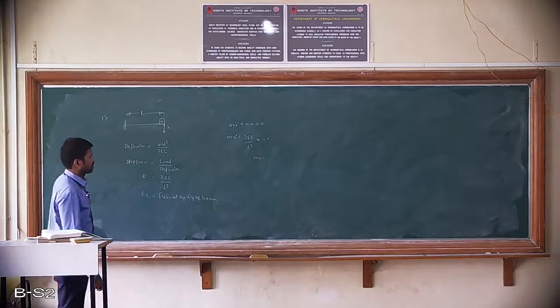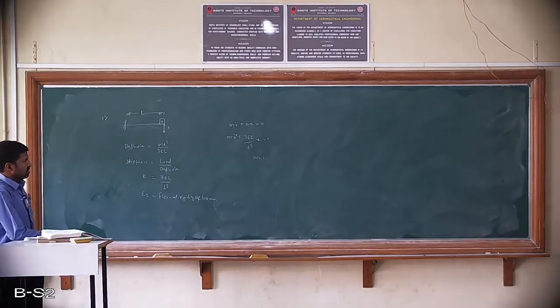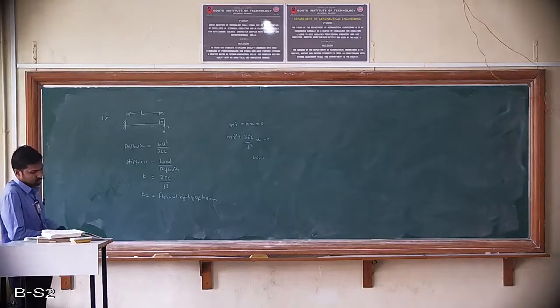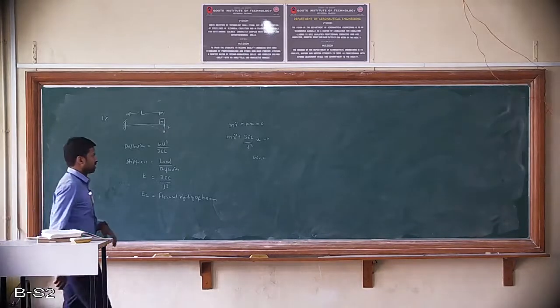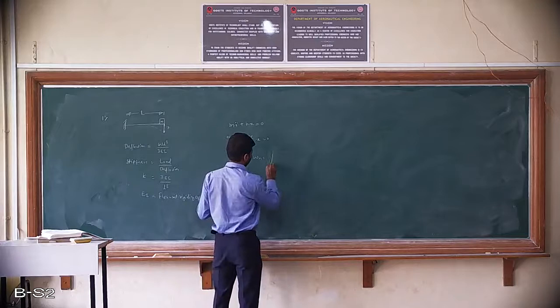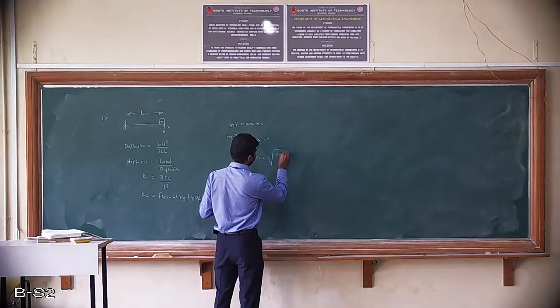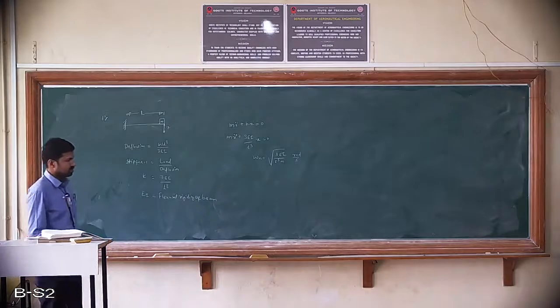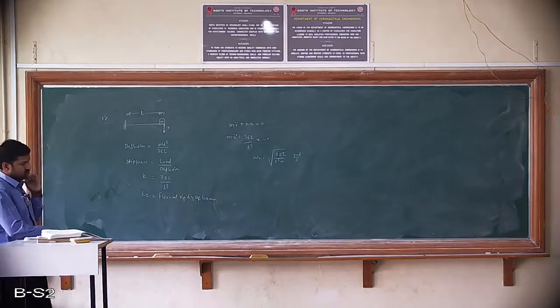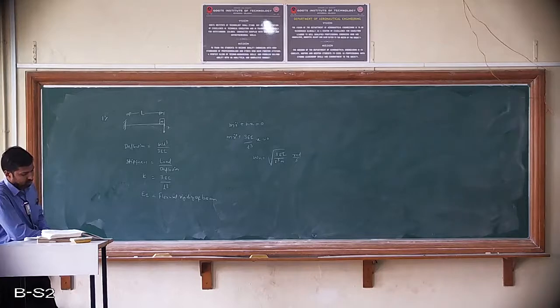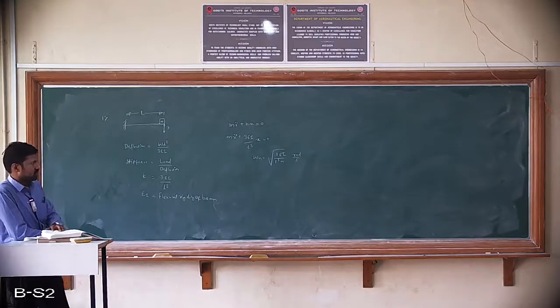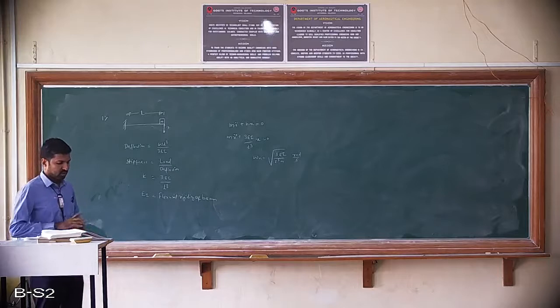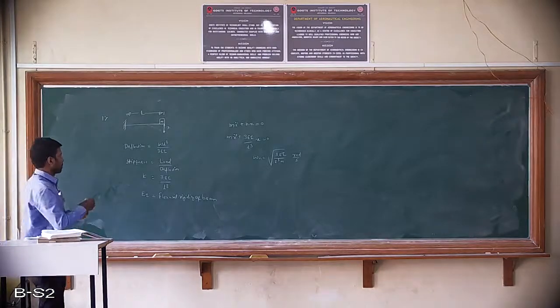So compare this with the standard equation, that is x double dot plus omega n square into x is equal to 0. So you are going to get the value of omega n, and the value of omega n is given by under root of 3EI divided by L cube into m radian per second. So this completes the first problem. So let us go for the second one.